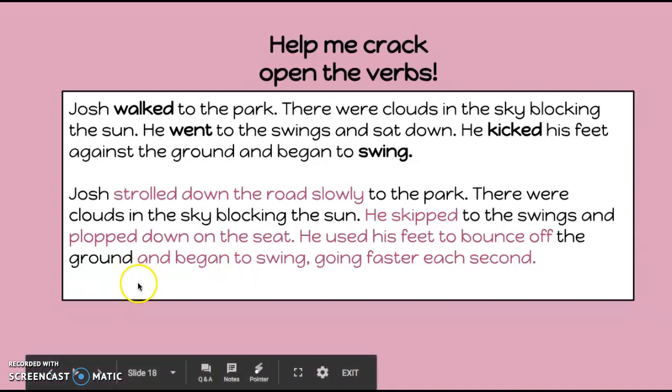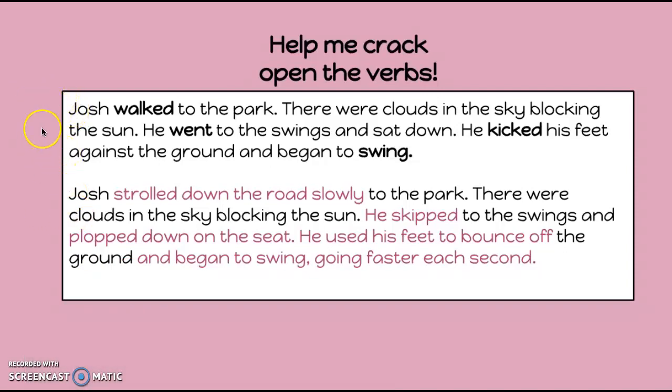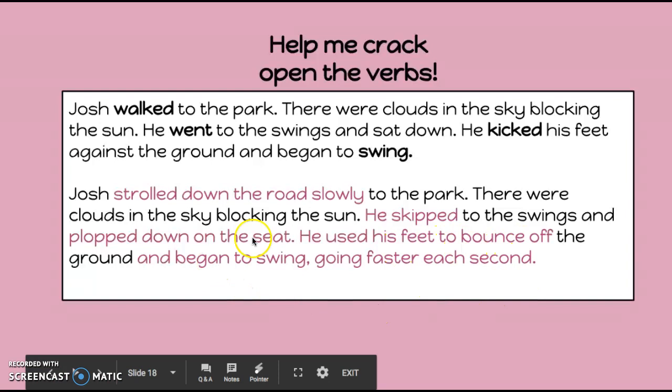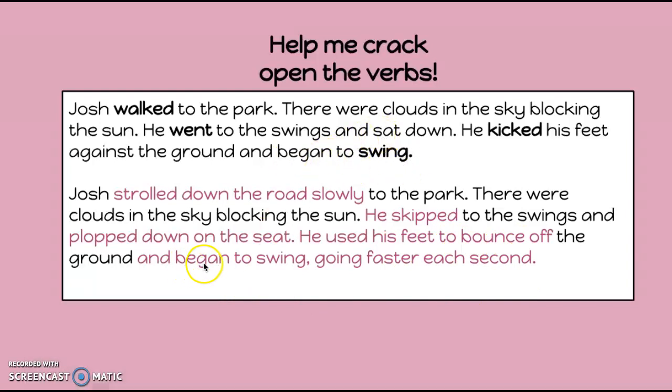Now, do you see how this describes what this character is doing much better than this, where he just walked instead of strolled down the road slowly, and when he just went instead of skipped, and when he kicked his feet instead of used his feet to bounce off the ground, and then instead of just swing and began to swing, going faster each second.